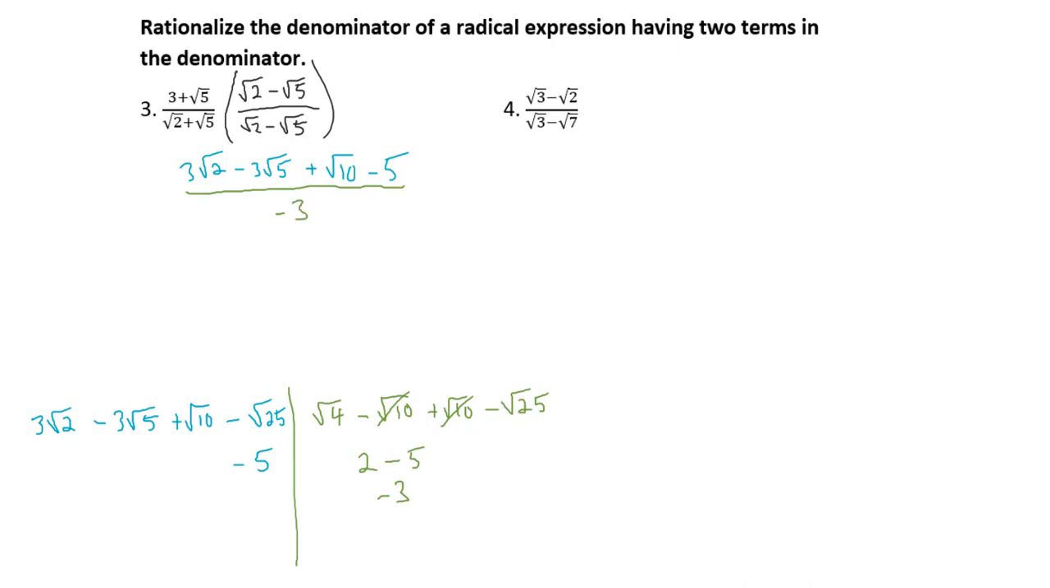And you can leave it like that, or it is preferred to take that negative and kick it out to the front. And then we have 3 square root of 2 minus 3 square root of 5 plus square root of 10 minus 5 as your solution. All right, let's go ahead and do the next one as well. So what we need to do is multiply by our conjugate, which is square root of 3 plus square root of 7, and we do that on both top and bottom.